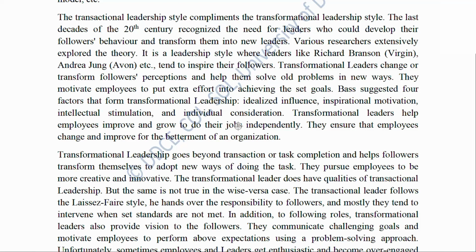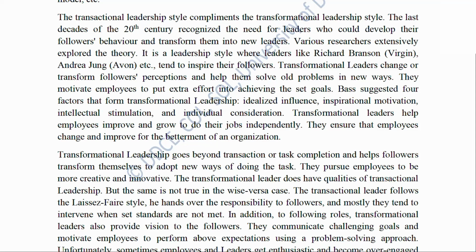Transformational leaders change or transform followers' perceptions and help them solve old problems in new ways. They motivate employees to put extra effort into achieving the set of goals. Bass suggested 4 factors that form transformational leadership, namely idealized influence, inspirational motivation, intellectual stimulation, and individual consideration.